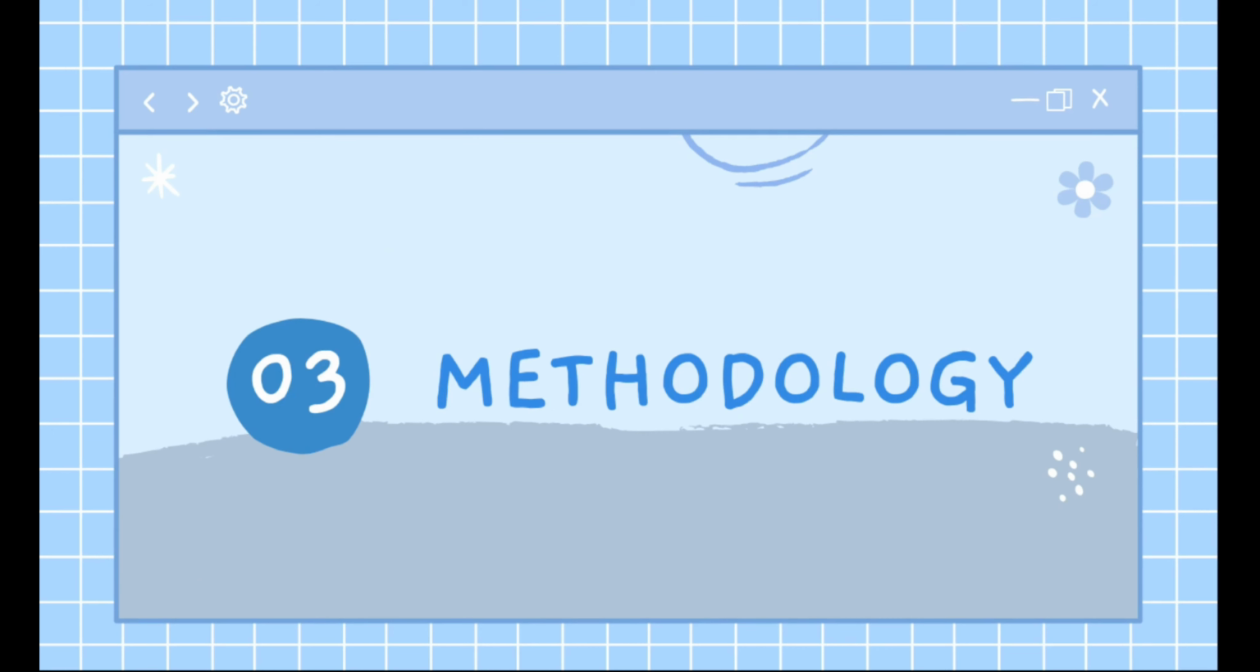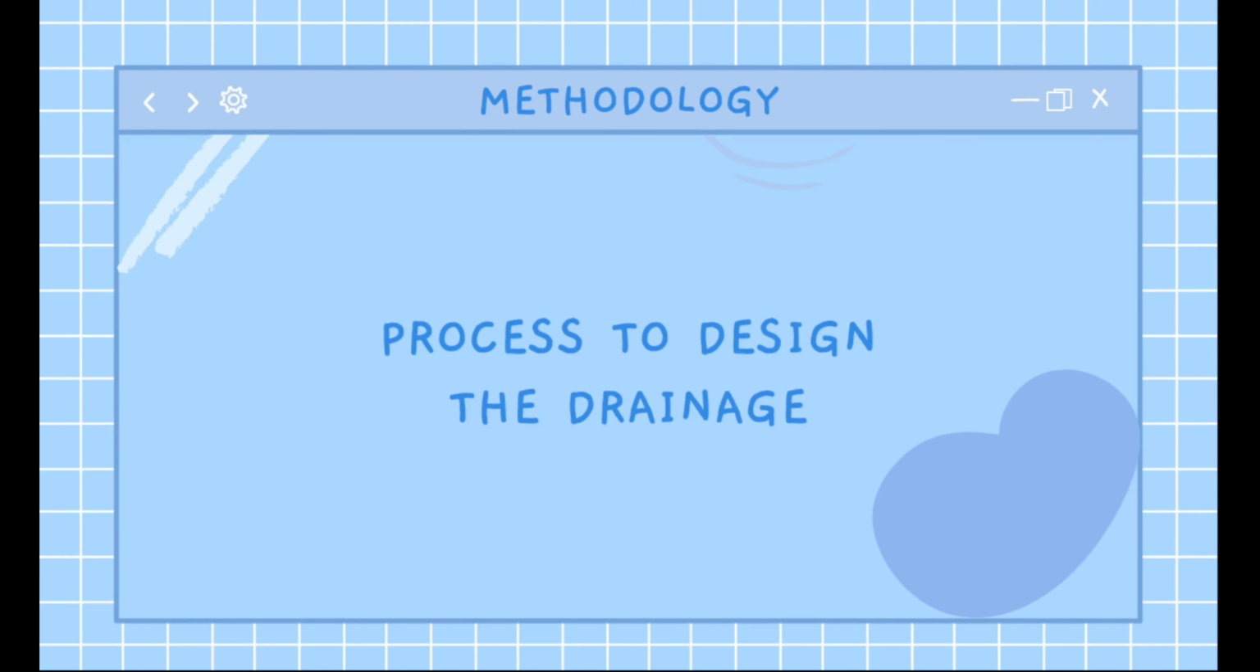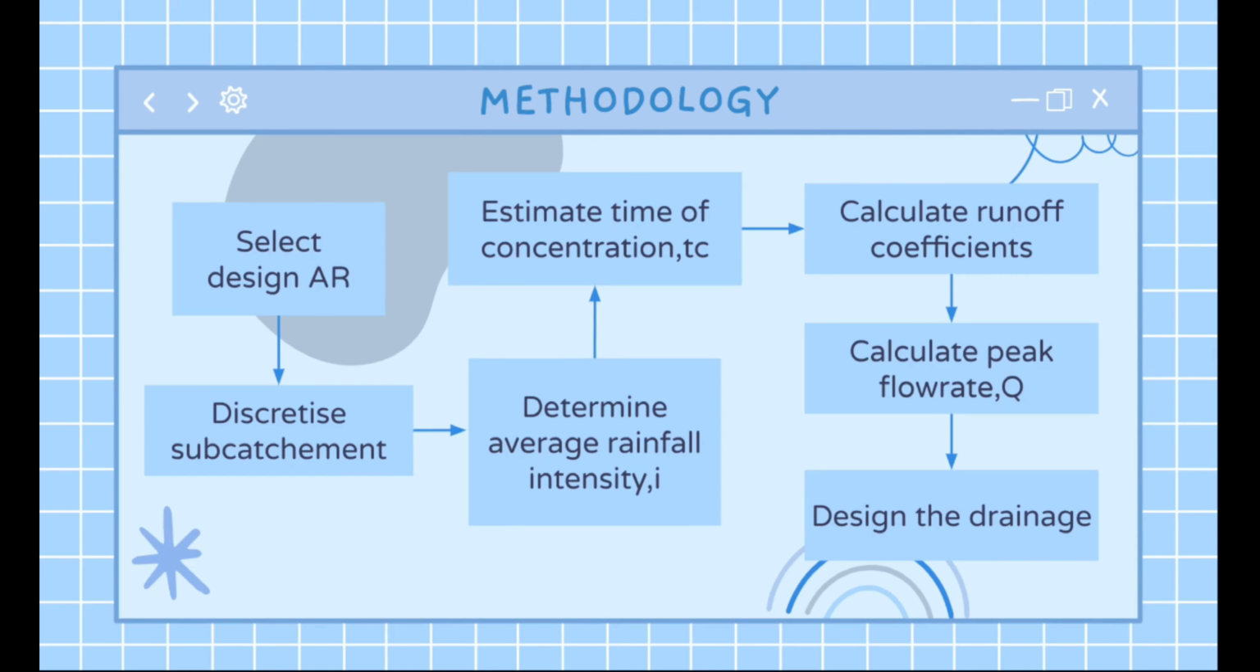Assalamualaikum. My name is Muhammad Taufik bin Amir. My matric number is CF21103. Now I want to tell about the methodology, the process to design the drainage. The first is select design ARI, discrete subcatchment, estimate time of concentration, determine average rainfall intensity, calculate runoff coefficients, calculate peak flow rate, and design the drainage.